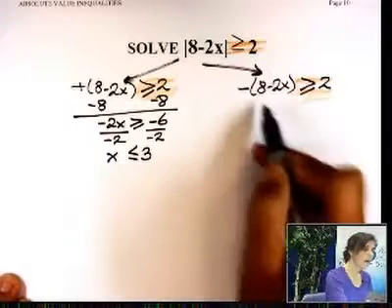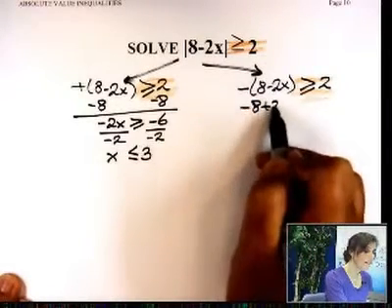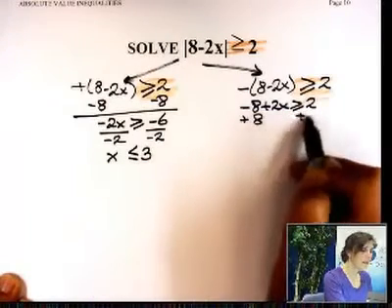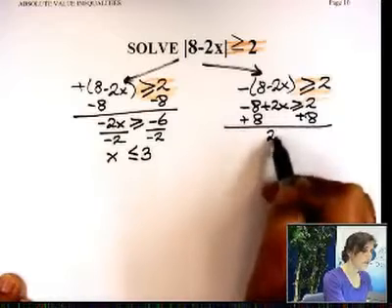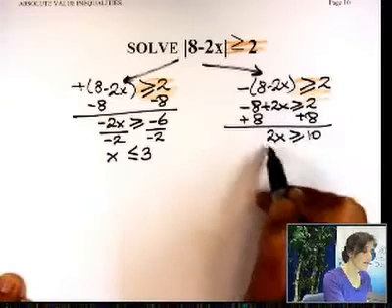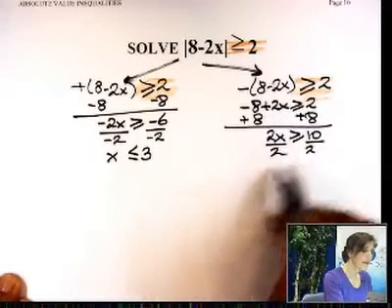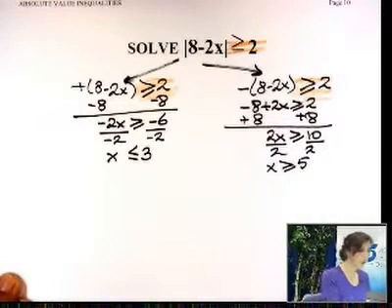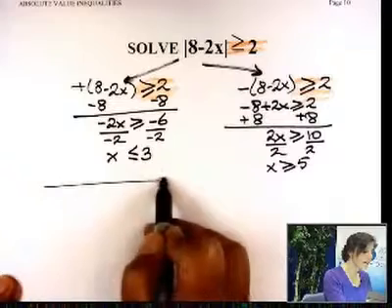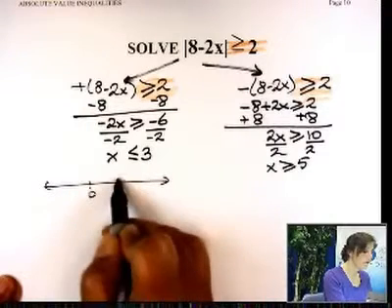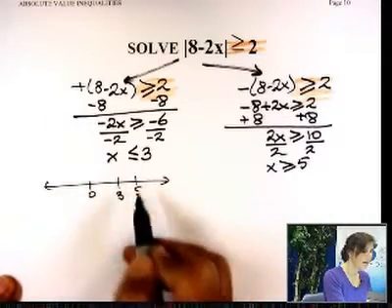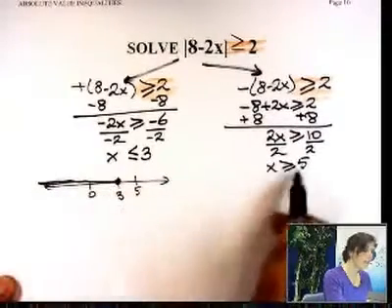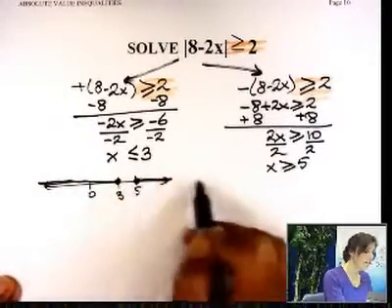Okay? How about here? Work the negative in. Add. 2x greater than or equal to 10. x greater than or equal to 5. How's that work? Number line. 0, 3, 5. Less than or equal to 3. Greater than or equal to 5. Number line.